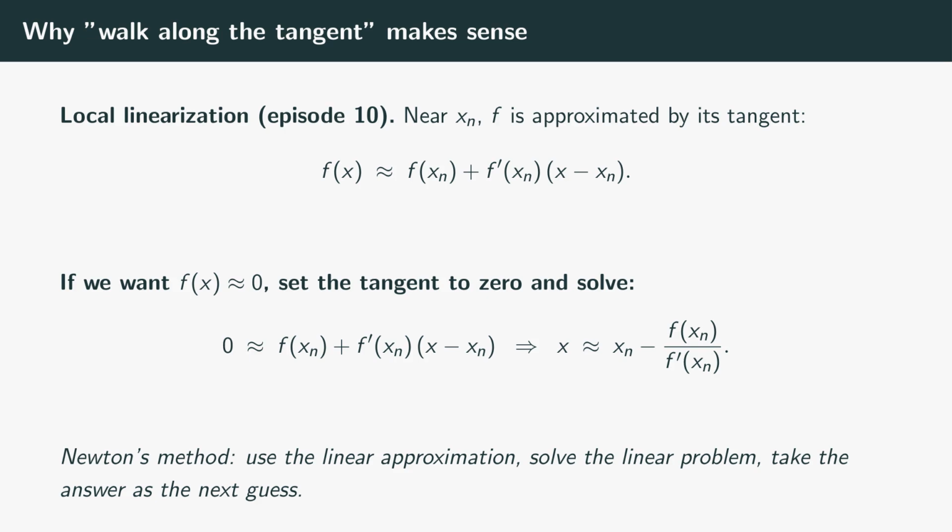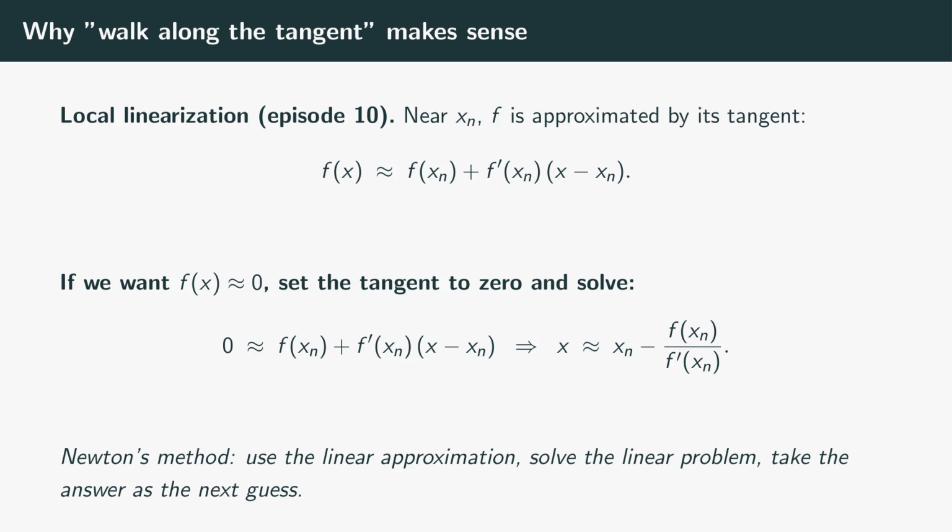Now think about what we're trying to do. We want f of x equals 0. The honest equation f of x equals 0 is hard, but the approximated equation, replace f with its linear approximation and set that to 0, is trivially linear and trivially solvable. Set 0 equal to f of x sub n plus f prime of x sub n times the quantity x minus x sub n, solve for x, and you get exactly Newton's formula. So Newton's method is conceptually one sentence. Replace f with its linear approximation, solve the linear problem, use the answer as the next guess. It's local linearization deployed iteratively.